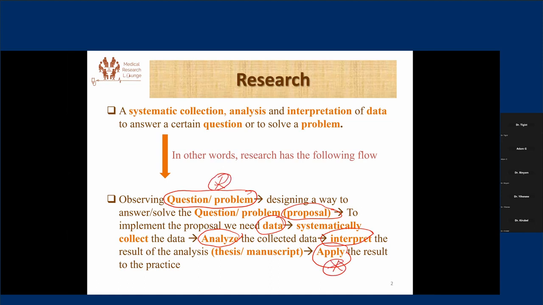But before applying our research findings, we have to make sure that the result is applicable in different scenarios or circumstances, and that it should be considered as evidence. So how do we get from a simple question to evidence? That's the process that we're going to see briefly in today's webinar.